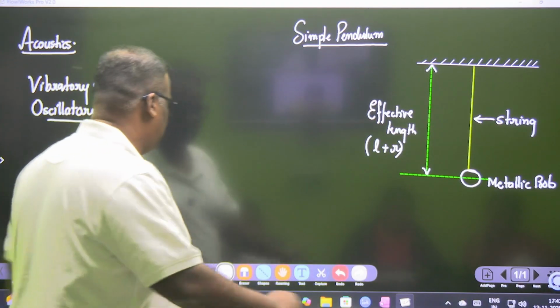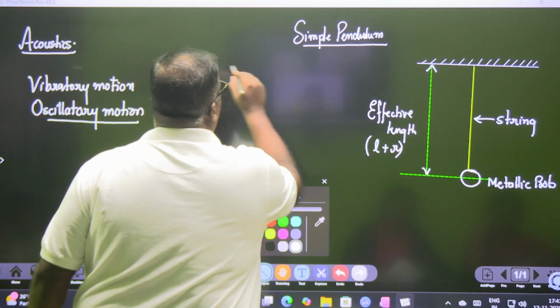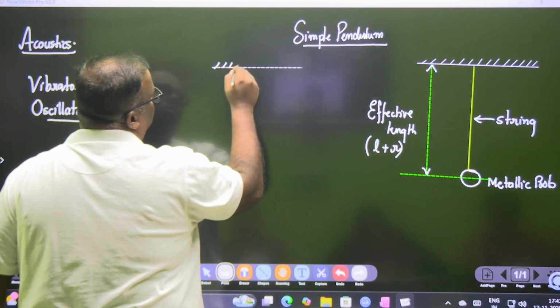Now, why do we study this simple pendulum? Now, going to my second diagram. So let's say this is my rigid support. Okay.